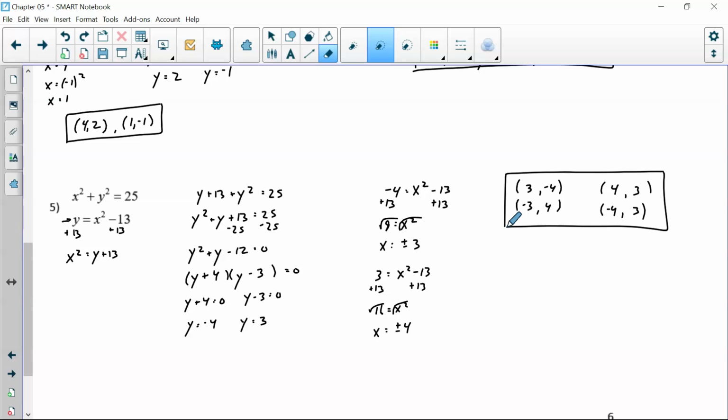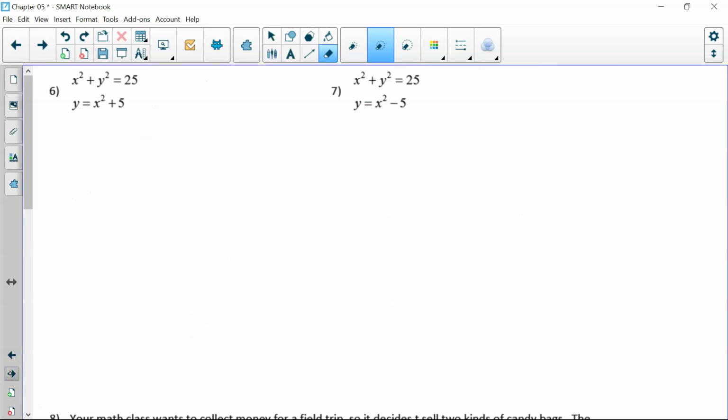Let's go to the next page. Number 6. Same thing. I'm going to isolate the x squared, so I'm going to subtract 5 from both sides. So I get x squared equals y minus 5. So in the top equation, instead of x squared, y minus 5 plus y squared equals 25. I can see it's a quadratic. I'm going to subtract 25 from both sides. When I write in standard form, y squared plus y minus 30 equals 0.